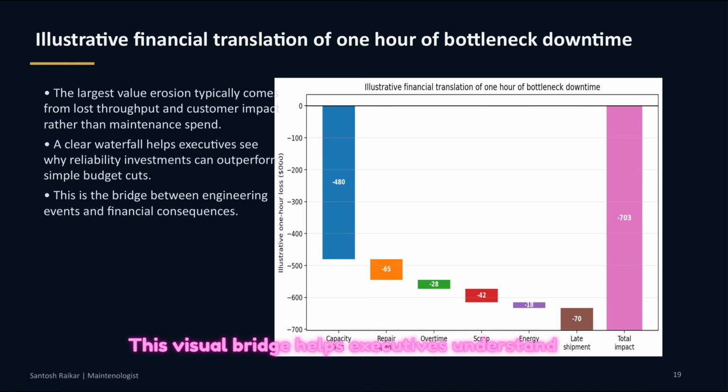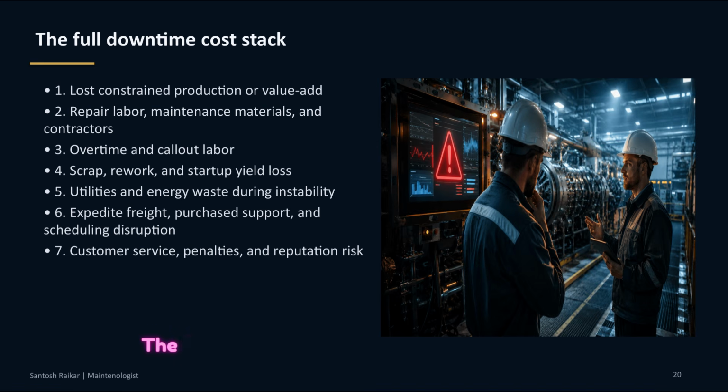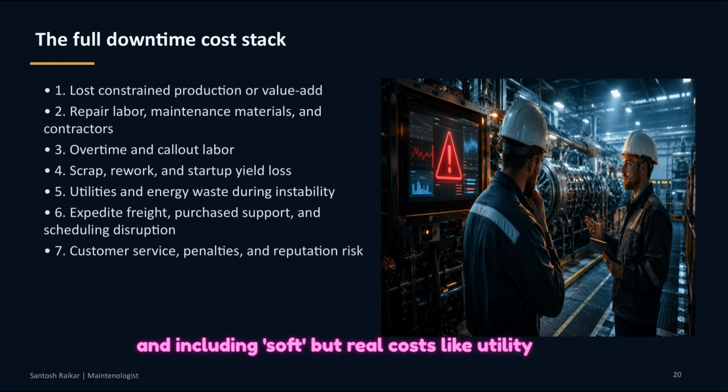This visual bridge helps executives understand why investing in reliability is often a much better deal than just cutting the maintenance budget to save a few dollars. The full stack includes at least 7 categories, starting with lost production at the constraint, moving through labor and materials, and including soft but real costs like utility waste, expedited freight, and long-term reputation risk from late shipments.